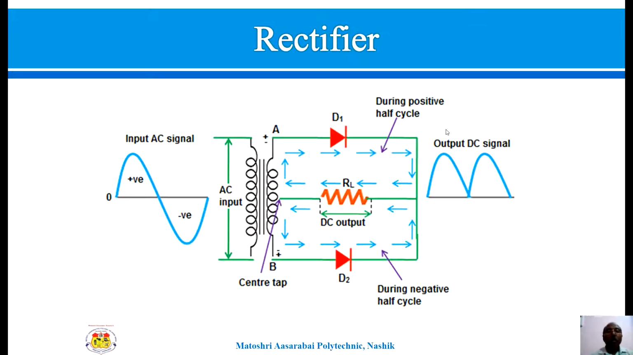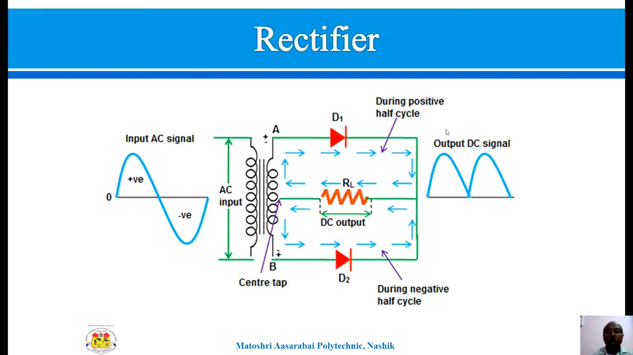Here when the positive AC signal is there, terminal A is positive and B is negative. At that time diode D1 is forward biased and diode D2 is reverse biased. So when D1 is forward biased, the current will flow through the diode D1 and the load resistance RL and back to the transformer.